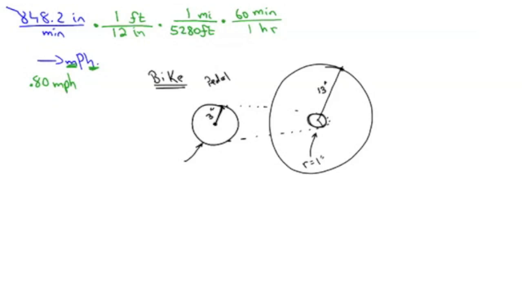Let's say that this wheel here, the pedal, we're pedaling this thing at maybe 3 revolutions per minute. Revolutions per minute. Well, no, that's kind of small. Yeah, let's make it 30.